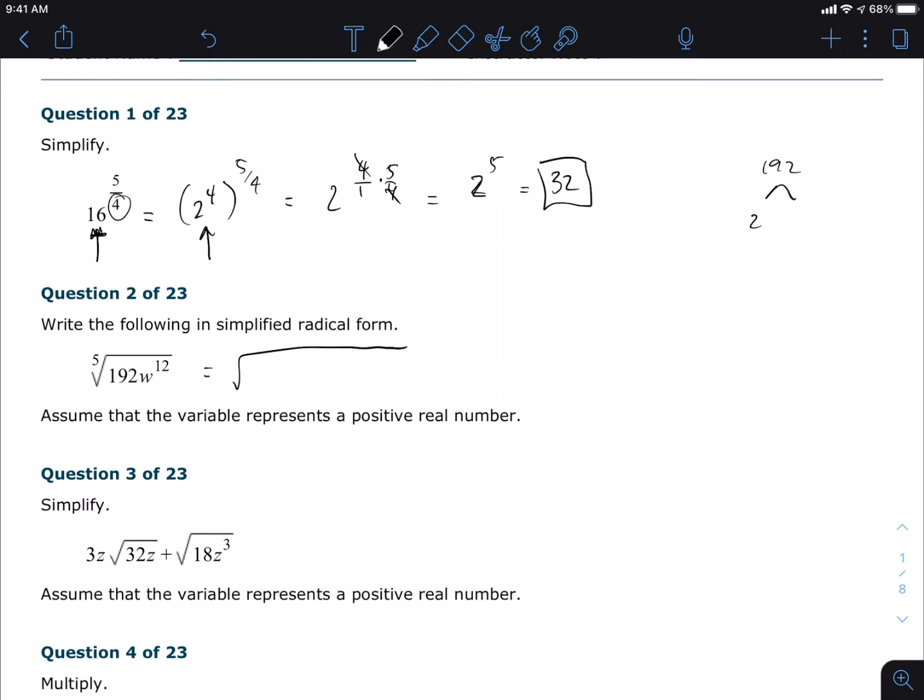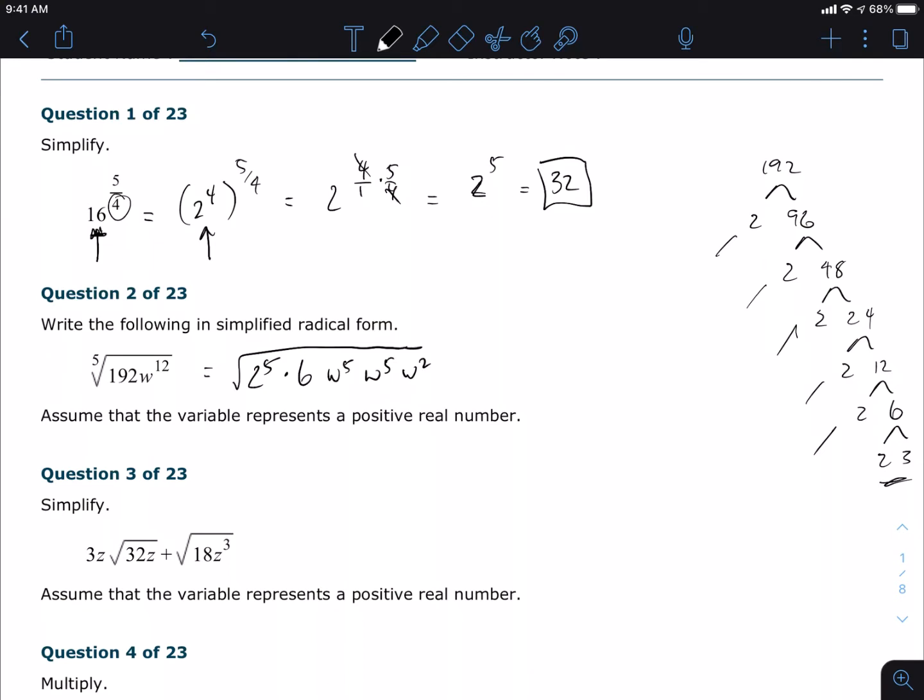So 2 and, what would that be? 96, and then 2 and, what is that, 48, 2 and 24, 2 and 12, 2 and 6, and then 2 and 3. All right, so we can see 1, 2, 3, 4, 5, and then 6 remaining. So I'm going to go 2 to the 5th times 6, right? And then w to the 5th, w to the 5th, w to the 2nd.